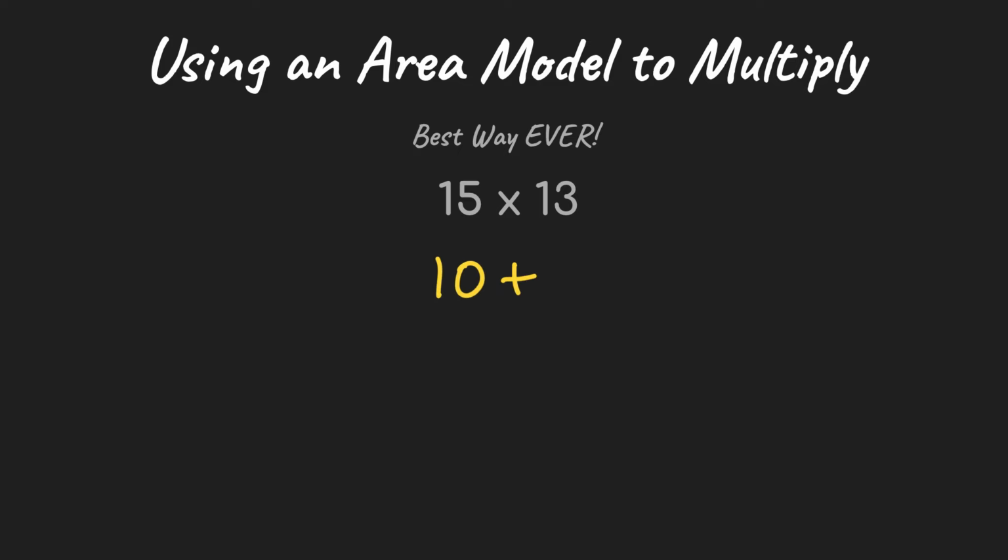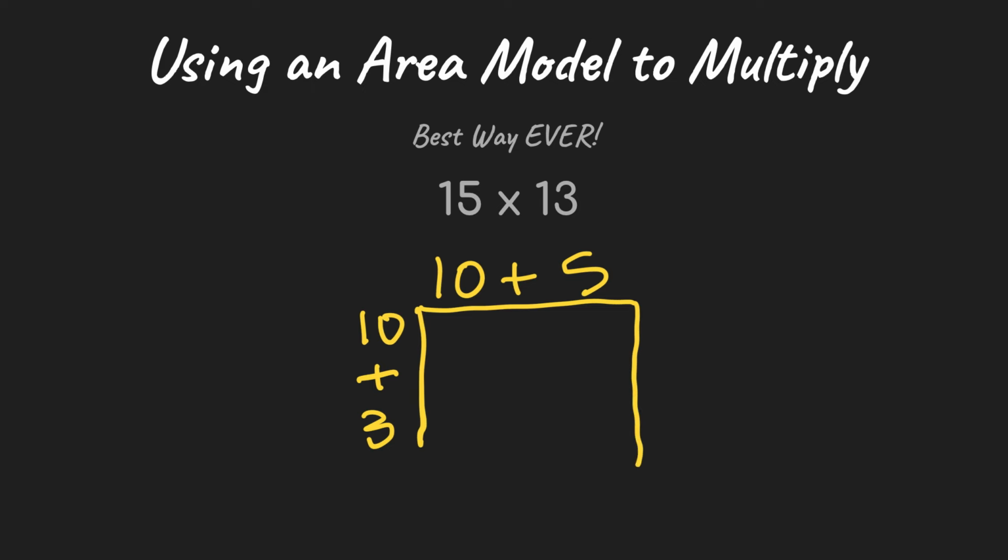10 plus 5. And then on the side, we've been doing single digits, but now we're going to do the same thing. 10 plus 3. So I broke these two numbers apart. I'm going to draw my rectangle. And then anytime there's a plus sign, I'm going to draw a line. So now we don't have 2 boxes to figure out. We have 4 boxes to figure out. But it's the same thing.